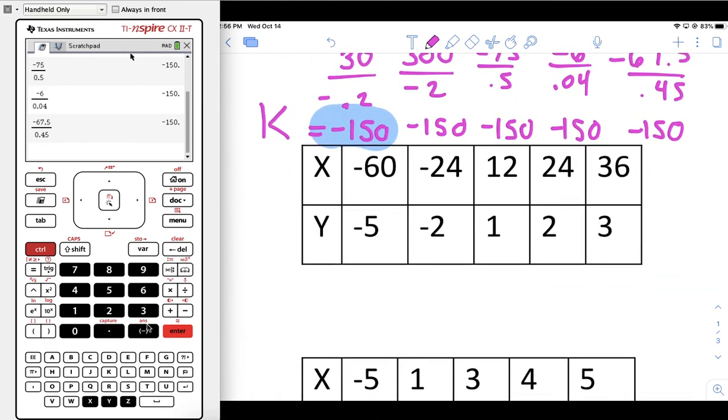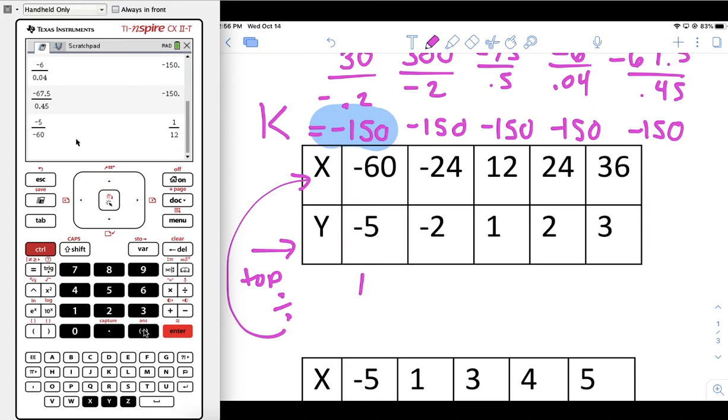Instead of writing all of them out, I'm going to go straight into the calculator and type those in. Make sure that you are doing the y line, this is your top number, and you are dividing it by this number, okay? All right, so let's start with negative 5 divided by a negative 60. We get 1 over 12. All right, so that's my number. If that's what I get for every single one, then I know that it's direct variation.